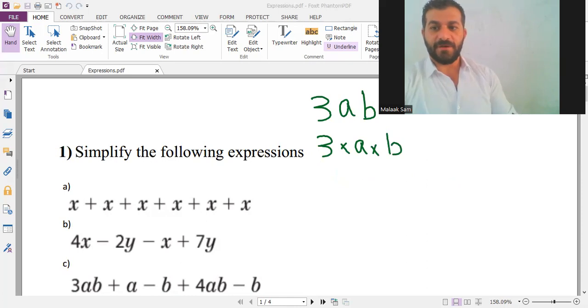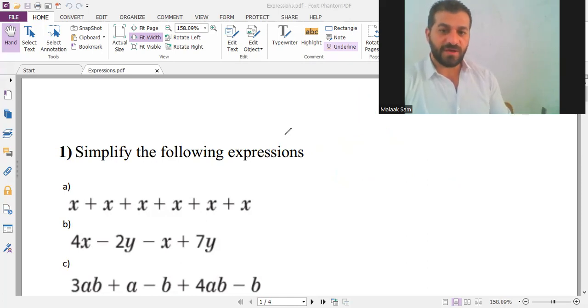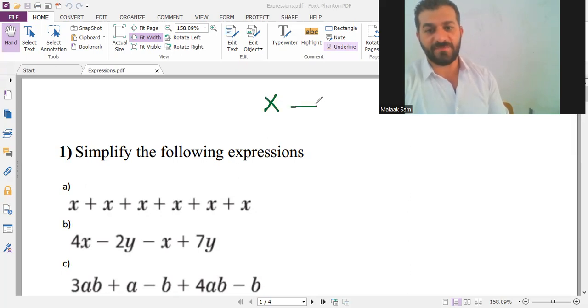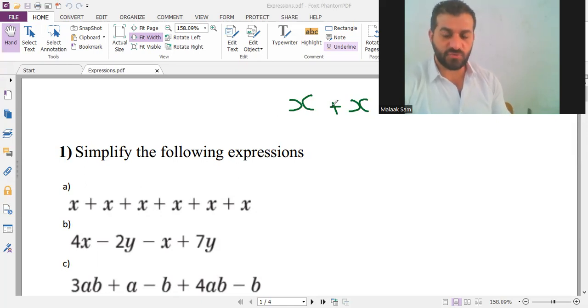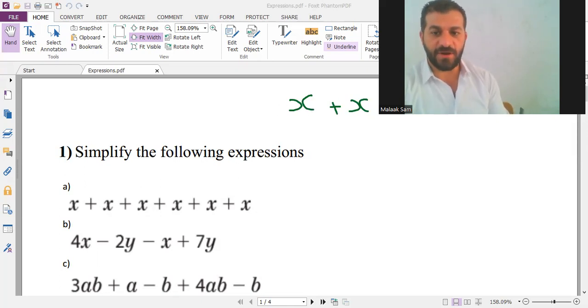How can we simplify expressions? Just by collecting like terms. If I have x, what is the meaning of x? x means it's 1x, but we don't write this one. We write it as x. So if I have x plus x plus x, it's 1x plus 1x plus 1x. When adding them, we will get 3x, right?